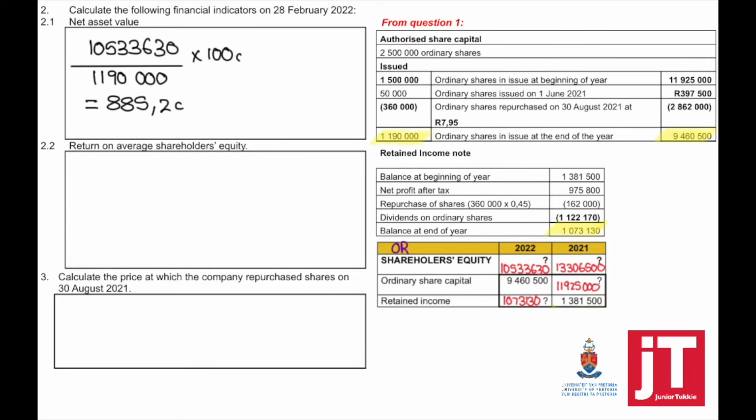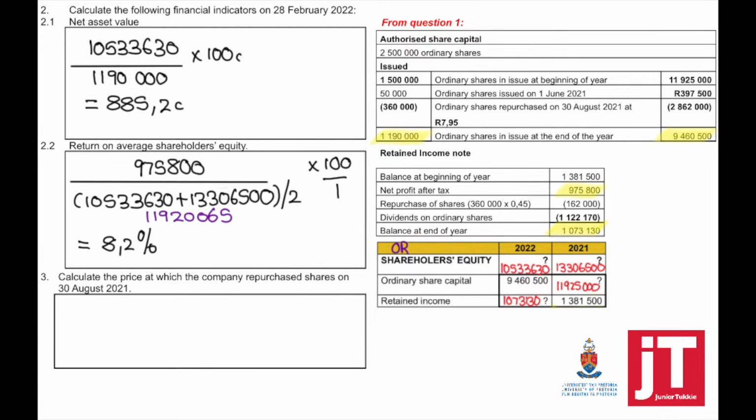Looking at the return on the average shareholders' equity, it's my net profit after tax, which we calculated in the retained income note, divided by the average shareholders' equity. So it's beginning plus end divided by 2. Your answer must be in percentage.